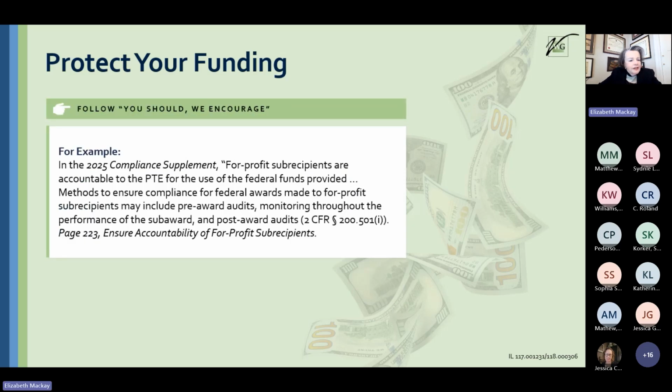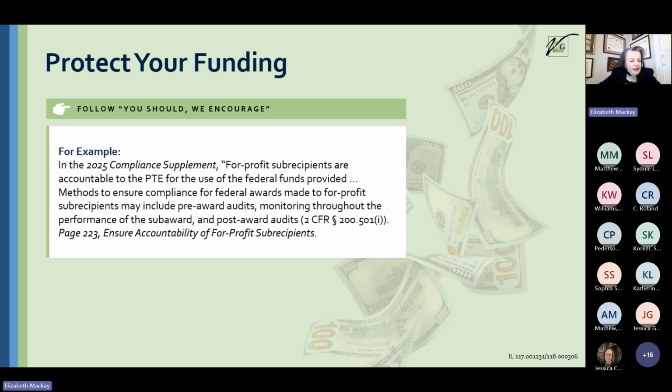And in certain sections of the uniform guidance, as well as other guidelines, the regulator will provide suggestions, right? Or they'll say, you should, which isn't you must, right? Or they'll encourage you to do this. Again, it's not a shall. So we would suggest that you do what you should, even if it's not a must.